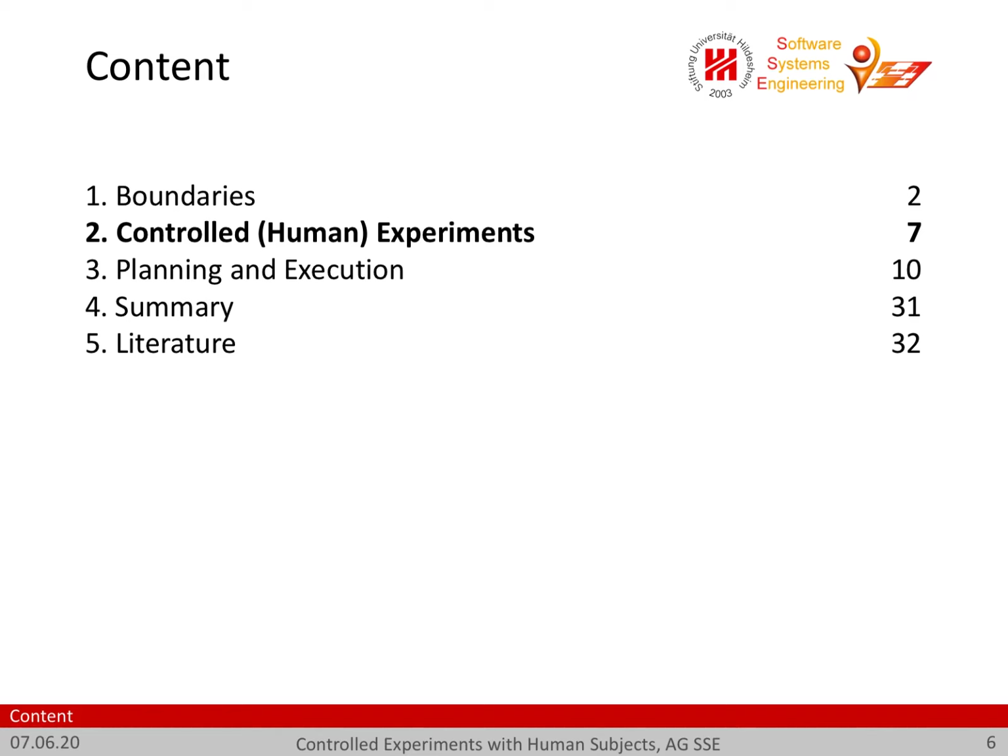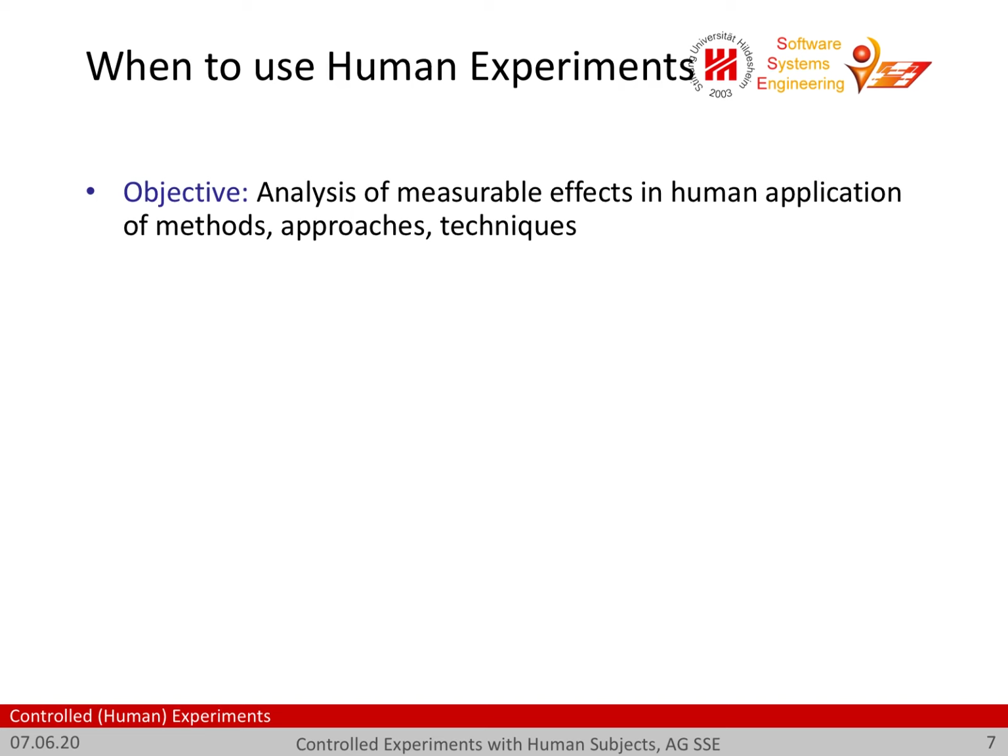Let's take the preceding exercise as some sort of warm-up, and now let's discuss in more depth what human experiments are and when to actually use them. So our objective, whenever we use such methods, is to analyze measurable effects in the human application of methods, approaches, or techniques. So it's always some effect with some human doing something. Now, that's basically the human experimentation aspect.